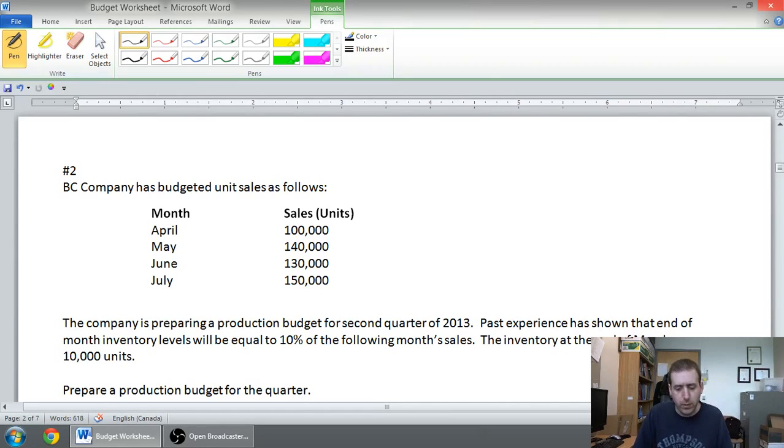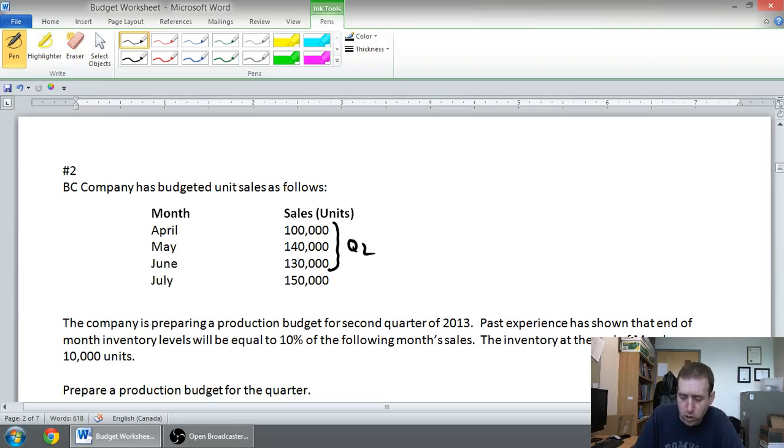It says the company is preparing a production budget for the second quarter of 2013. Well, let's think about the second quarter of 2013, assuming a calendar year. January, February, March, that's quarter one. April, May, June, that's quarter two. Not sure why they gave us July. That's in the third quarter. Maybe they're throwing us off, or maybe we'll use that information later. I'm not sure. Anyway, let's carry on.